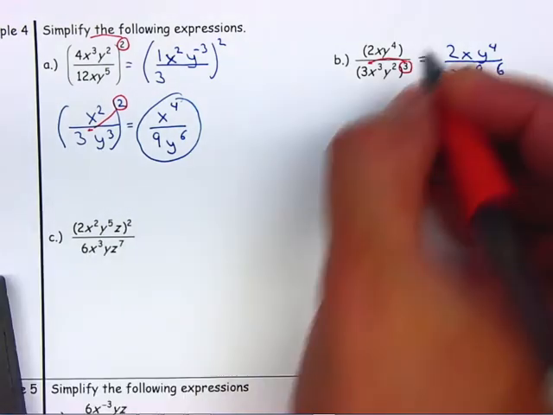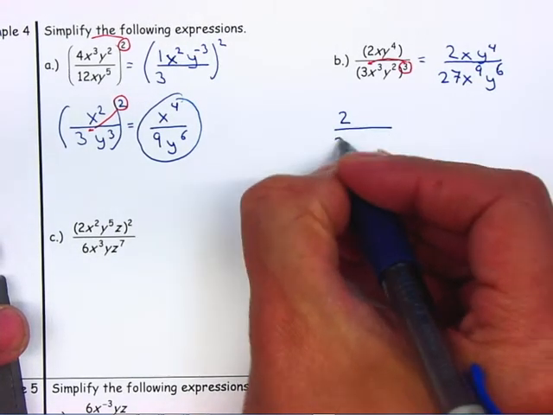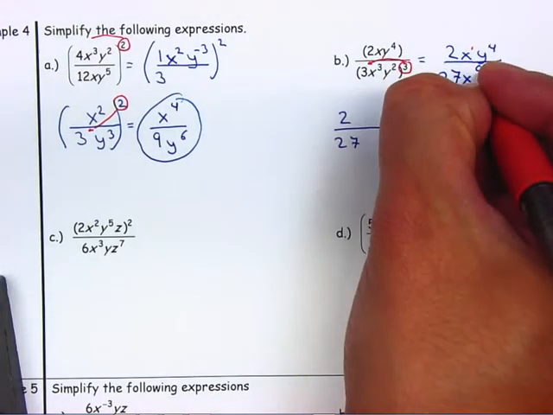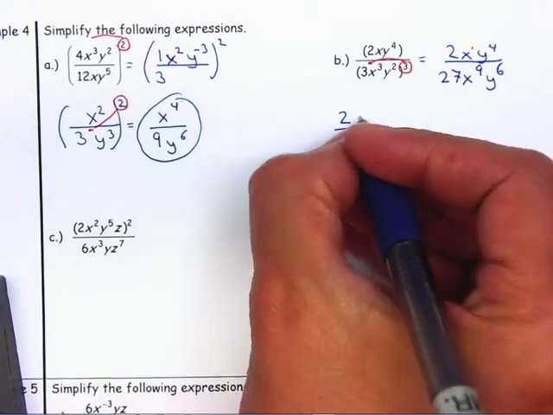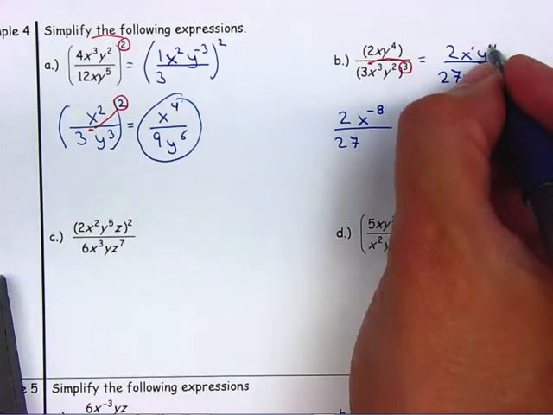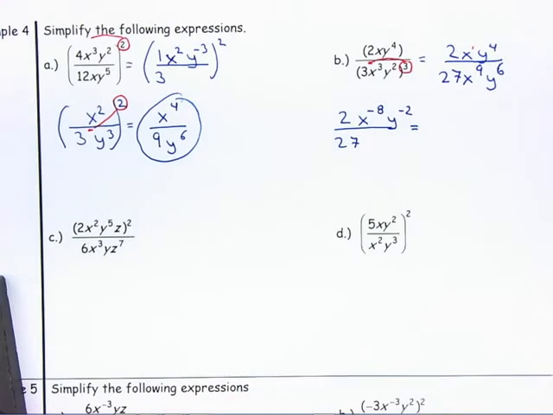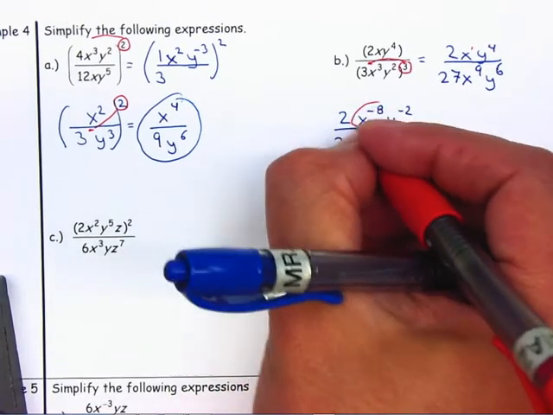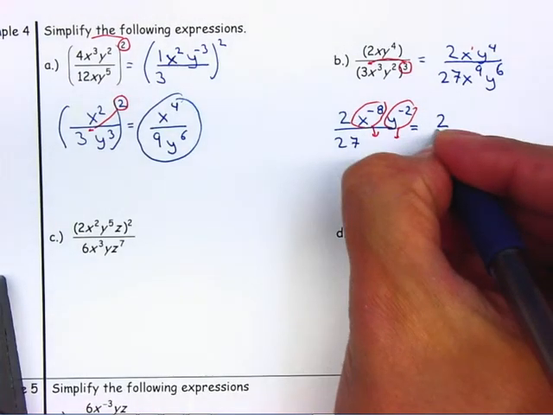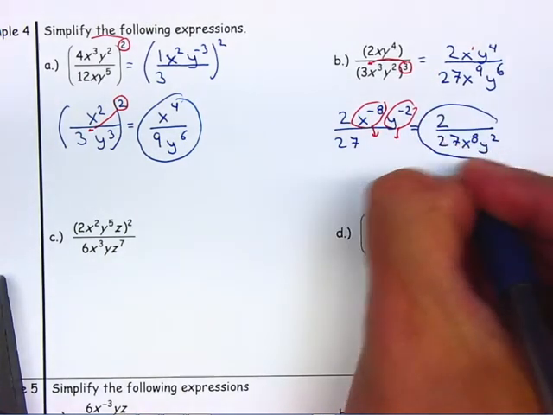And now I just need to simplify. Let's see, the coefficients 2 and 27 cannot be reduced. So this will just stay as 2 divided by 27. Now the x's. We have 1 minus 9 is negative 8. So therefore this will be x to the negative 8. Y's. 4 minus 6 will give us negative 2. Now what happens when I have a negative exponent? I'm going to switch it to the denominator. Switch them both to the denominator and they become positive. So I have 2 over 27, x to the 8, y to the second. And this will be my answer.